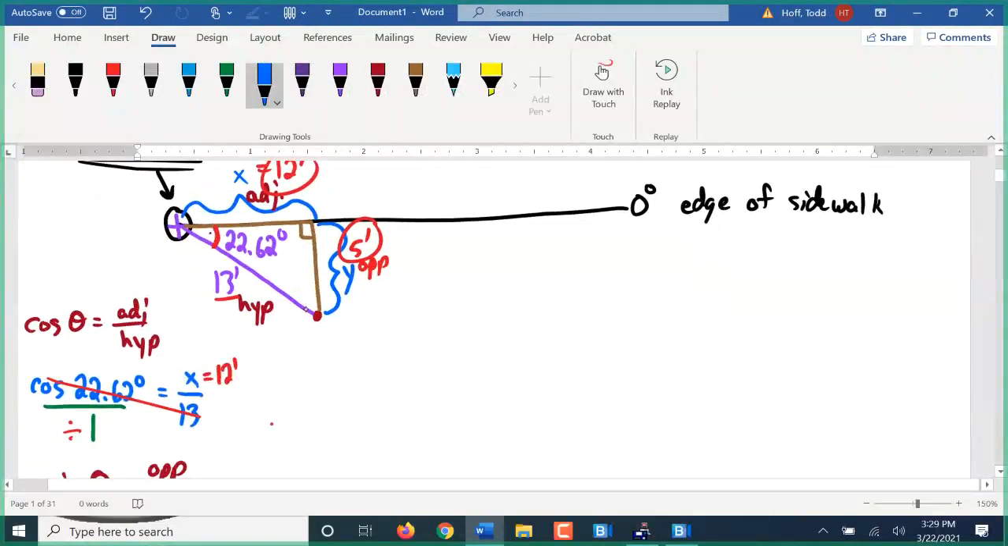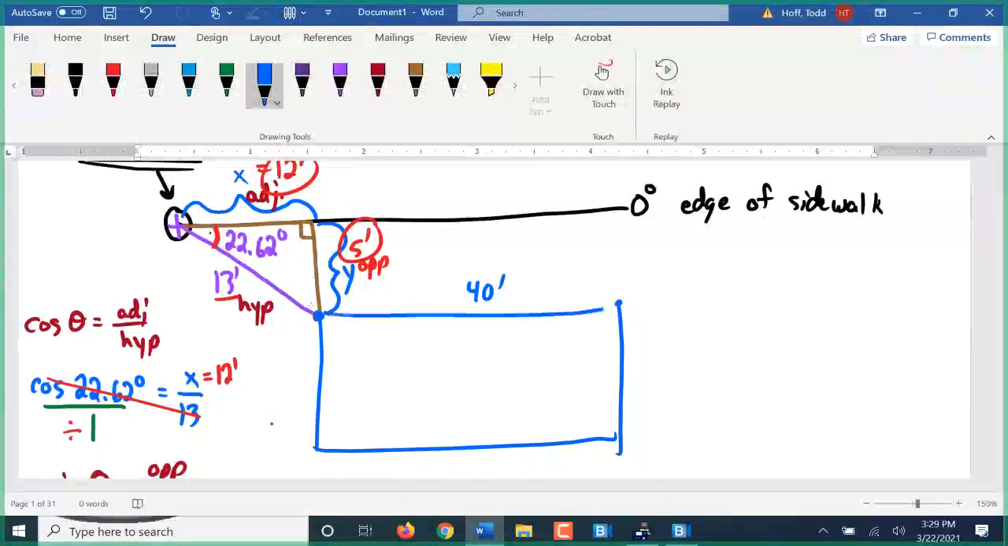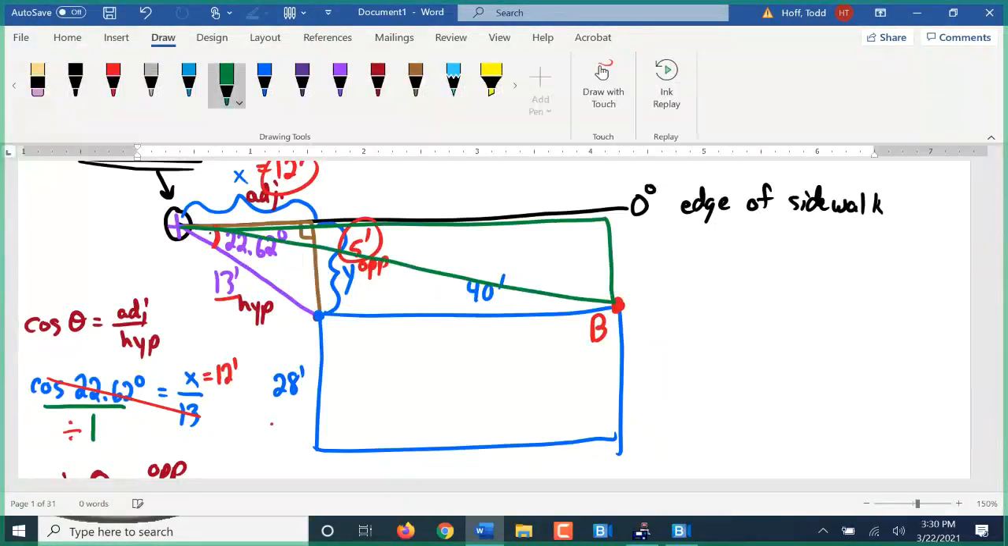So we've located that first corner of our building. Let's say our building now is going to be 40 feet by 28 feet. If I want to locate this corner right here, call this corner B. Triangle I'm looking at, this triangle here. I'm going to redraw it over here.